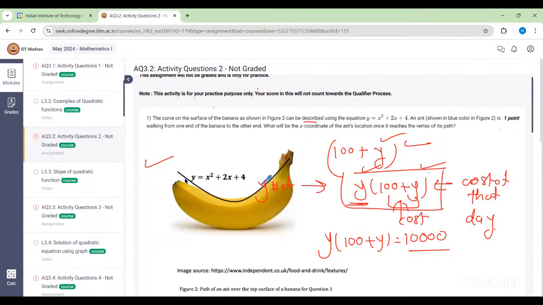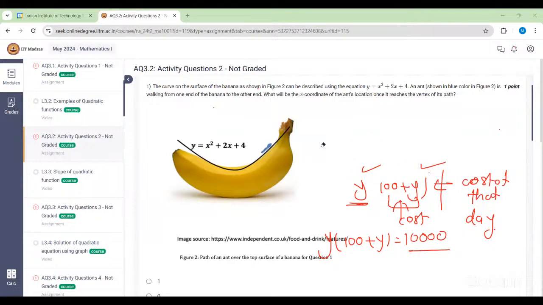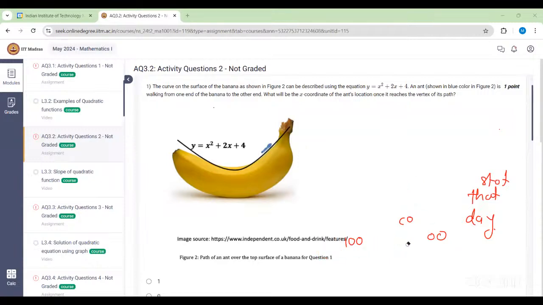Banana. So I'll just erase this one. Question number 1 says the curve of the surface of a banana as shown in figure 2 can be described using the equation y equals something. An ant shown in blue in figure 2 is walking from one end of the banana to another end. What will be the x coordinate of the ant's location once it reaches the vertex of its graph?